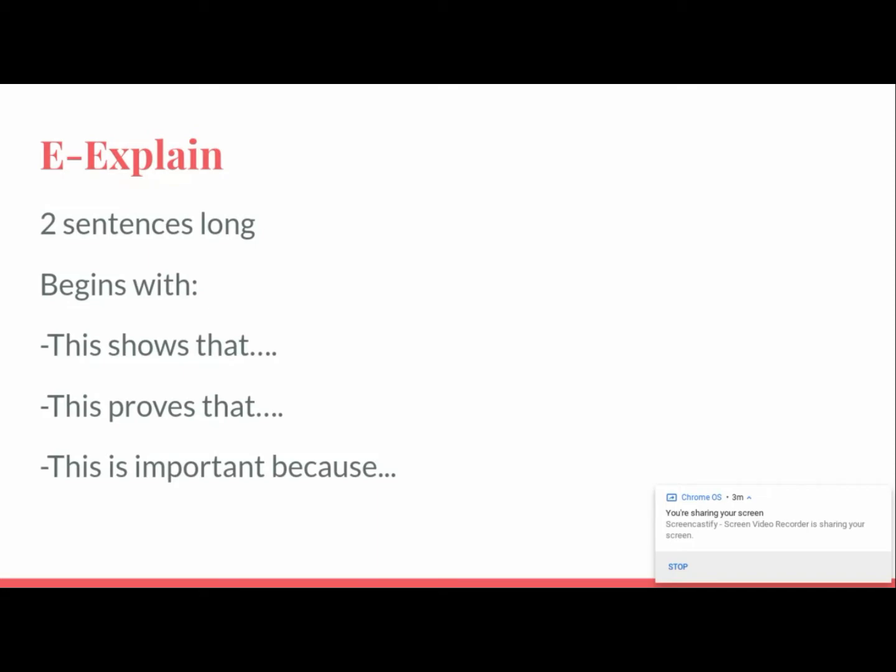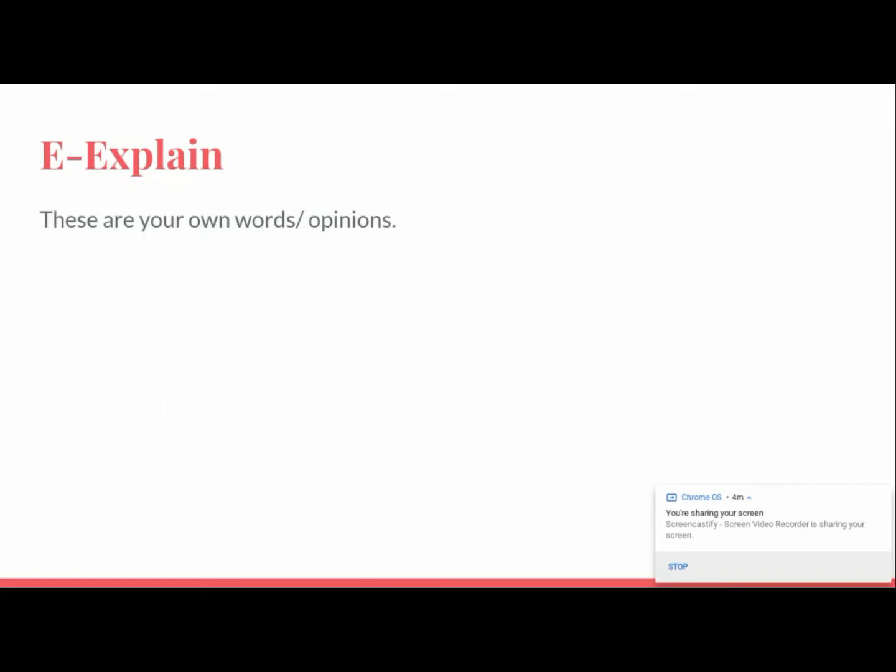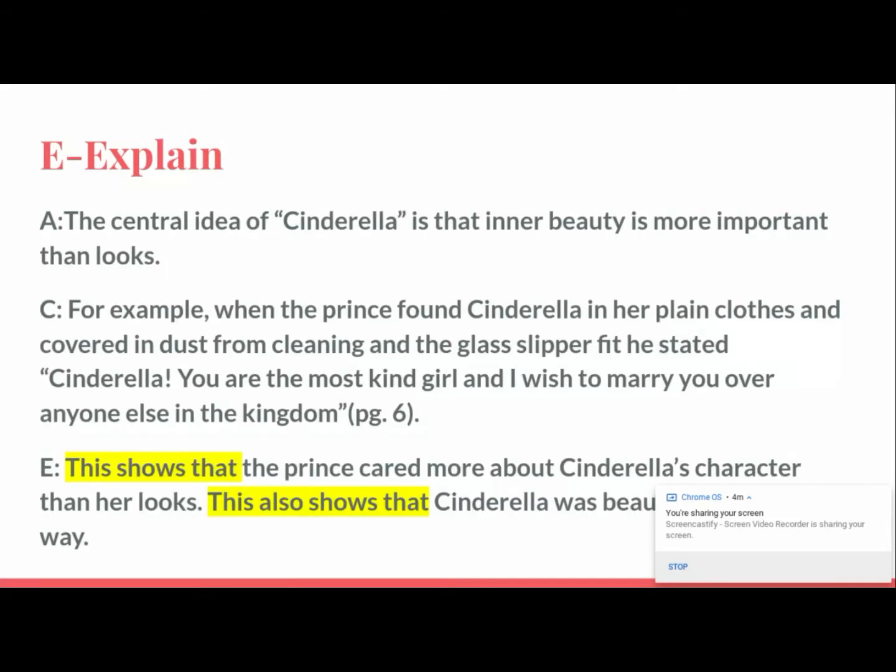It is 2 sentences long, not 1, it's 2. And they begin with, this shows that, this proves that, or this is important because. These are your own words and opinions. As a teacher, this is the part that I'm going to look at the most because it's you speaking. It's not the text speaking. So once you gave a quote about saying that she's the most kind girl and he wishes to marry her over anyone in the kingdom, now it's your turn to explain why that's important.